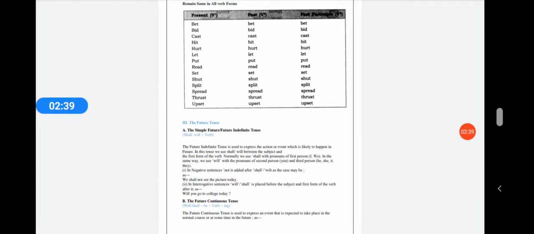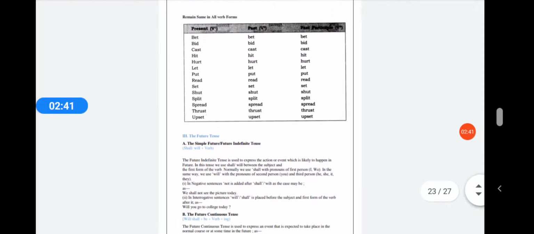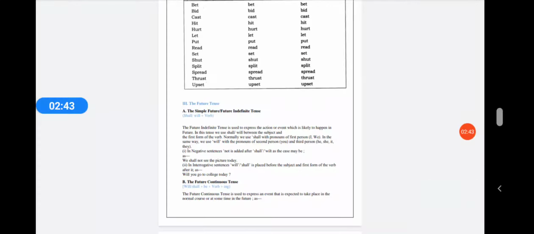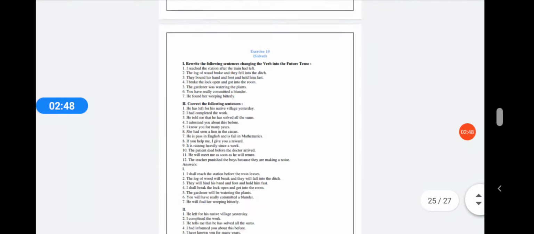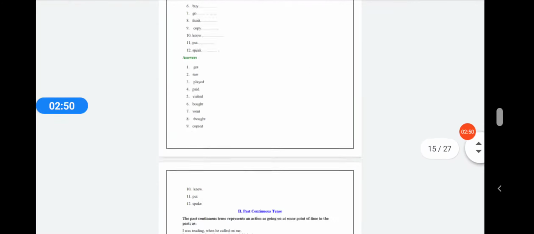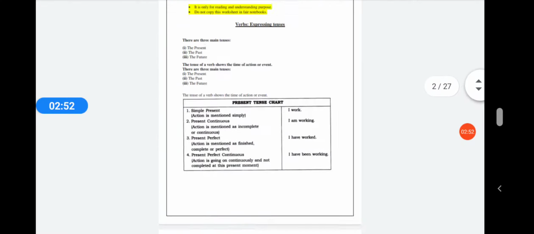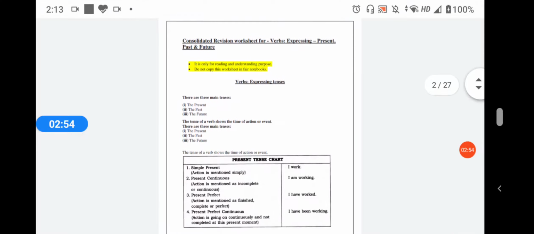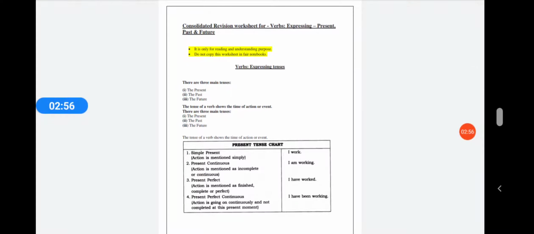So I have covered major topics. Most of the topics are covered in this, but you do not have to get confused. Please, again I am telling you, you do not have to copy this worksheet anywhere. It is just for your understanding purpose. Please read this worksheet whenever you get time, so that you have a better understanding of tenses.